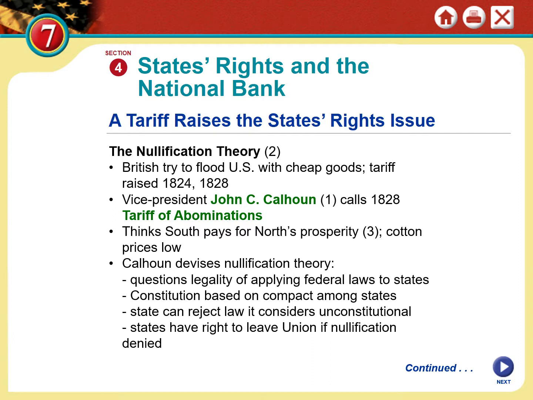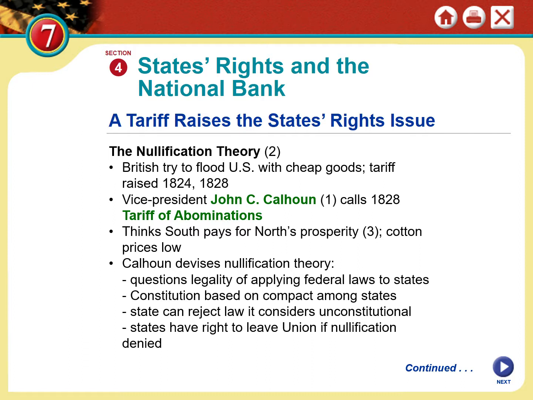He accused the tariff of making the South pay for the North's prosperity. You see, cotton was already produced in the United States, and the South was producing the cheapest cotton in the world, so they didn't benefit from the tariff at all. And so Calhoun devised the Nullification Theory. And this is very important, because this theory is the legal basis that Southern states will try to use to secede from the Union. Here's the Nullification Theory.